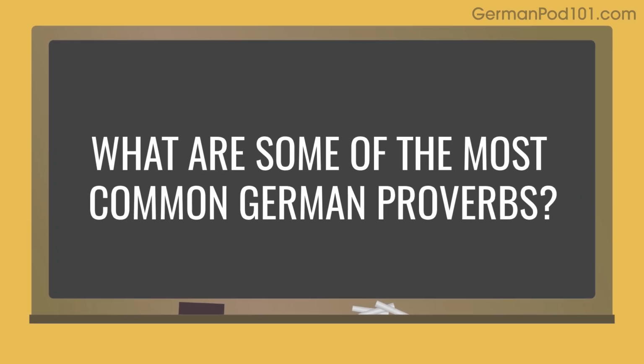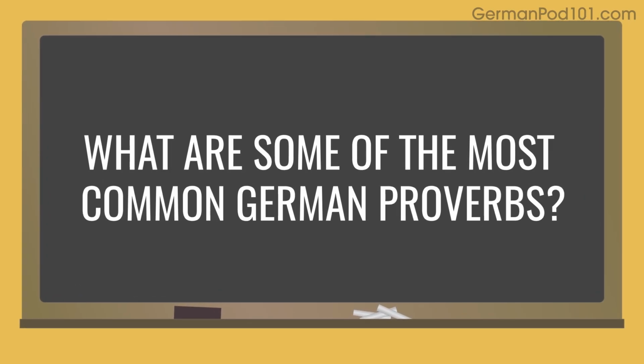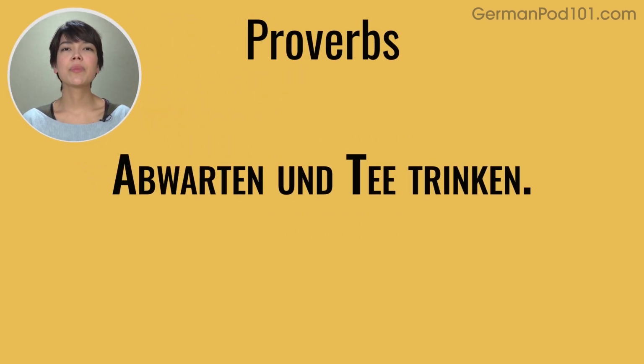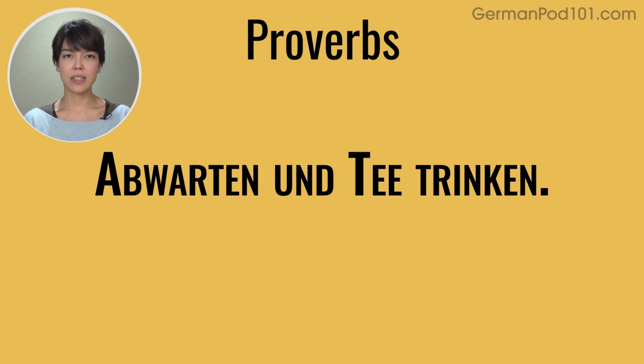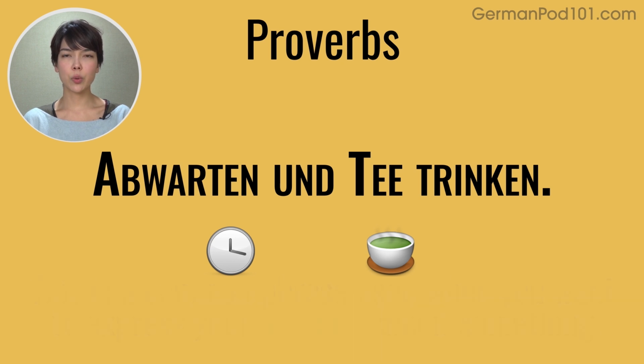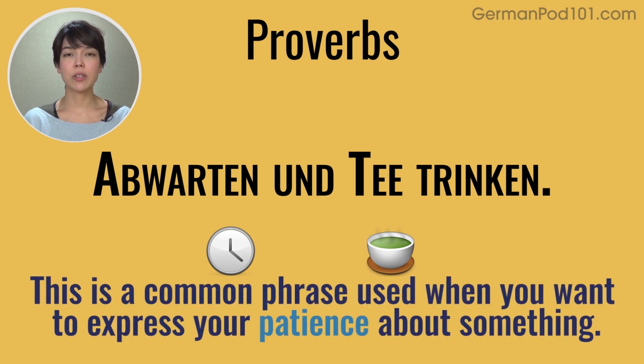What are some of the most common German proverbs? German has some really interesting proverbs. In this lesson, we'll go over some of them. First up is the expression abwarten und Tee trinken. This literally means to wait and drink tea. This is a common phrase used when you want to express your patience about something. For example, if you applied for university and you need to wait for the results, you can use this expression.